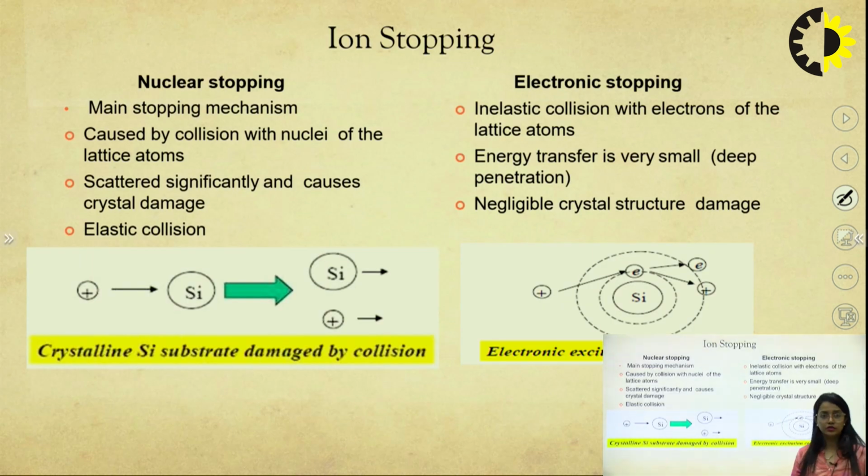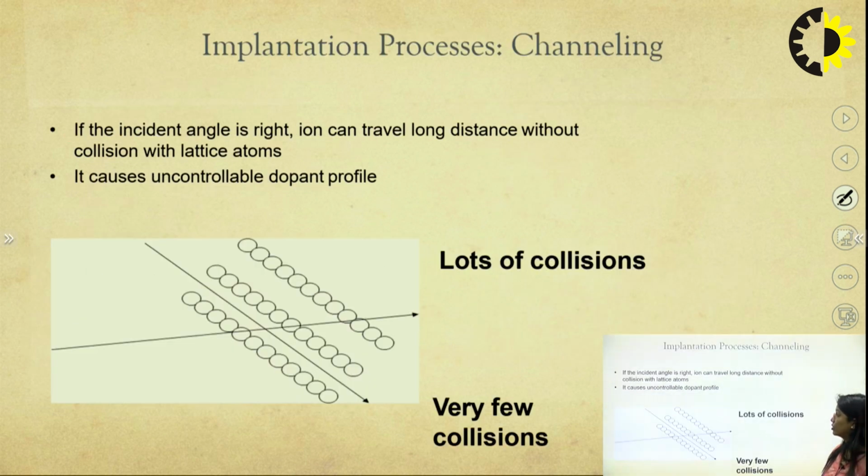So, to have a comparison between nuclear stopping and electronic stopping. Nuclear stopping is caused by collision with the nuclei of the lattice atoms, whereas electronic stopping involves collision with the electrons of the lattice atoms. Nuclear stopping scatters significantly and causes crystal damage, whereas in electronic stopping the energy is transferred in a very small magnitude. So, nuclear stopping is an elastic collision, whereas electronic stopping causes negligible crystal structure damage.